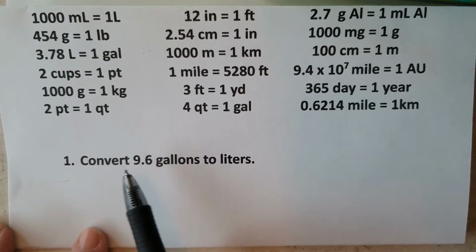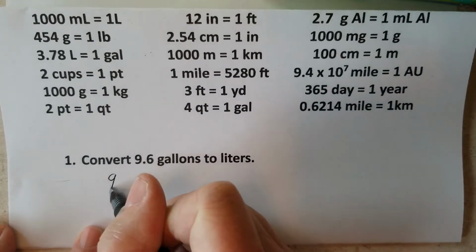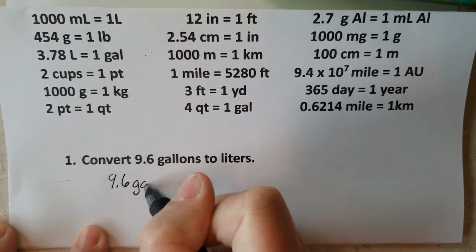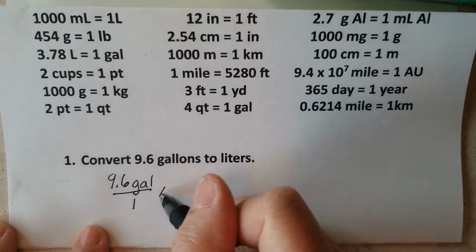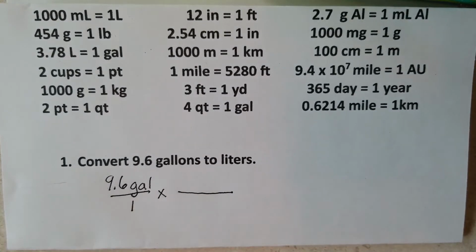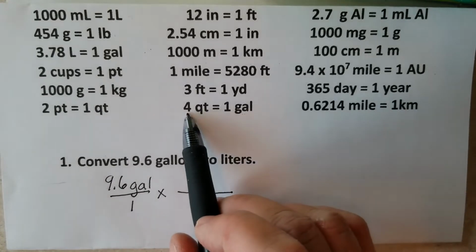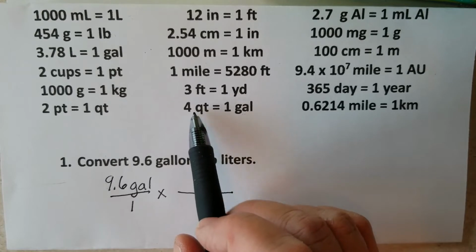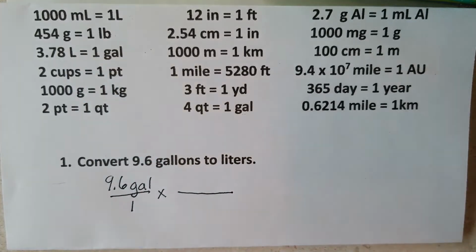So let's use these conversion factors to solve these problems. So our first one is convert 9.6 gallons to liters. So we're going to start with 9.6 gallons, and put that over the number 1 to remind us it's in the top of the fraction. And we can do this in one step if we know the conversion between gallons and liters. Here I have the conversion between gallons and quarts. That's not going to be as helpful, but up here I do have the conversion directly between gallons and liters, so I can do this problem in one step.